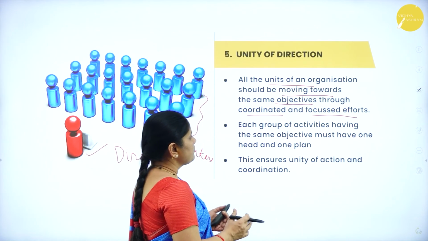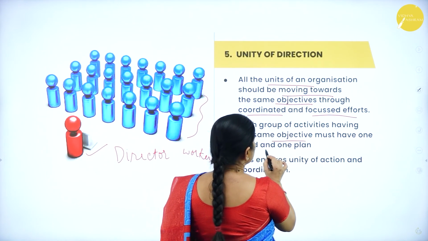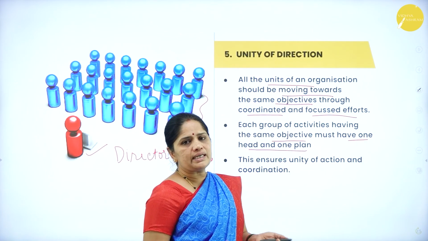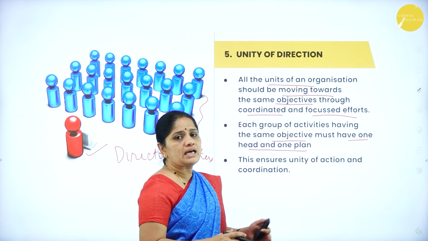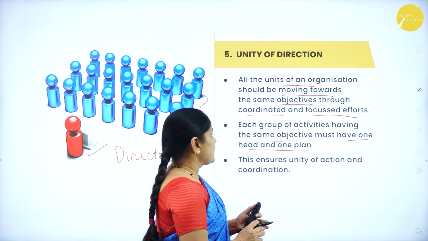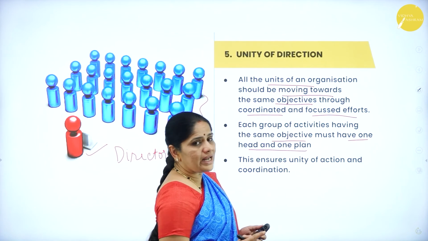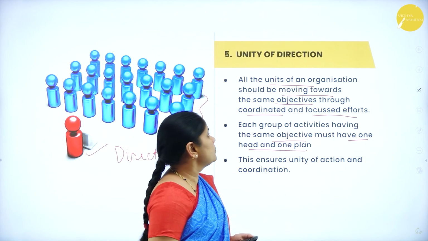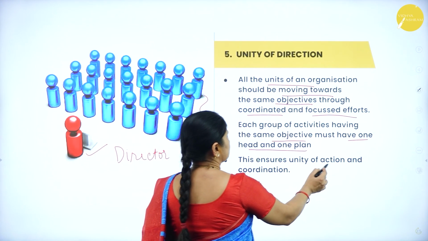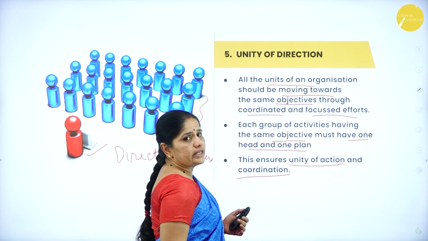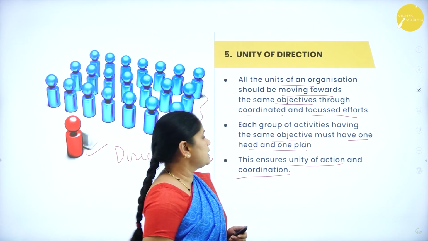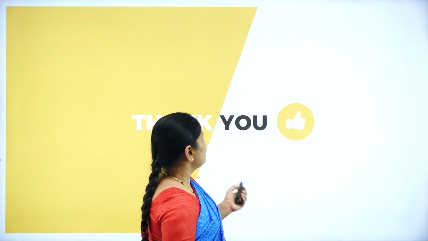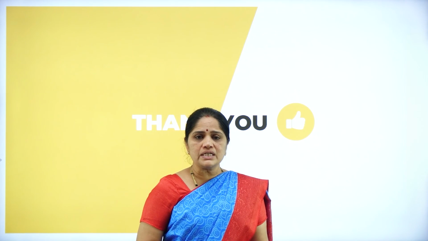Each group of activities having the same objectives must have one head and one plan. As I told you earlier, all the activities of the organization are divided into different departments, and each department should have one head, one plan, one objective. Only when you have this unity of direction does it ensure unity of action and coordination. Only through unity of direction can we have unity of action and coordination.